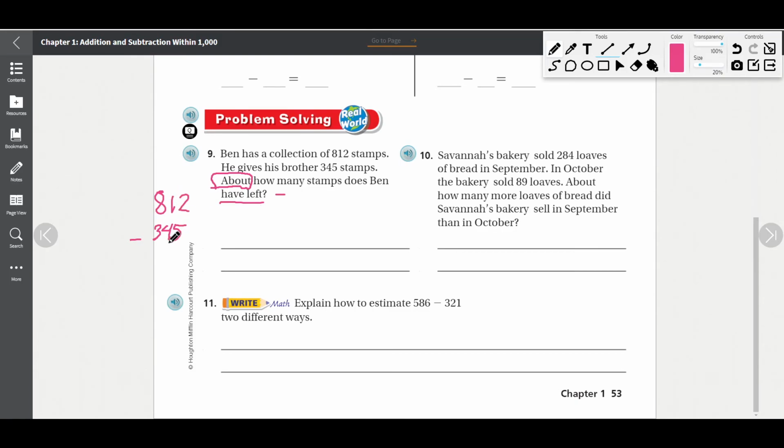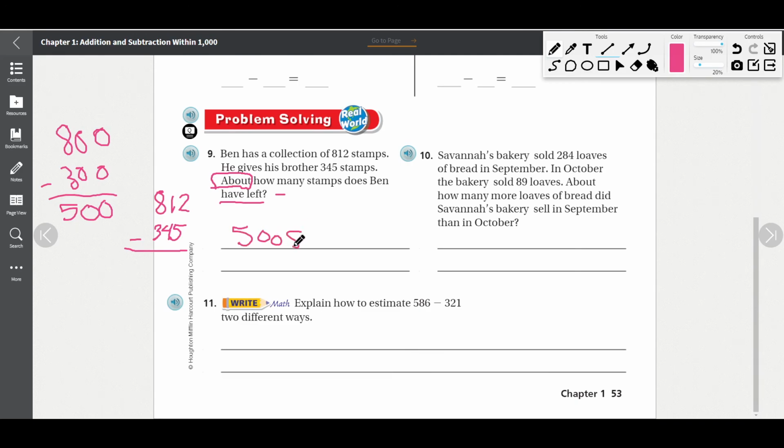If we are going to estimate the difference or find compatible numbers to make this possible, we can say that 812 can be rounded down to 800, and 345 can be rounded to 300. Now it will be easy for us. We got 0 minus 0 is 0, 0 minus 0 is 0, 8 minus 3 is equal to 5. So Ben is going to have about 500 stamps left.